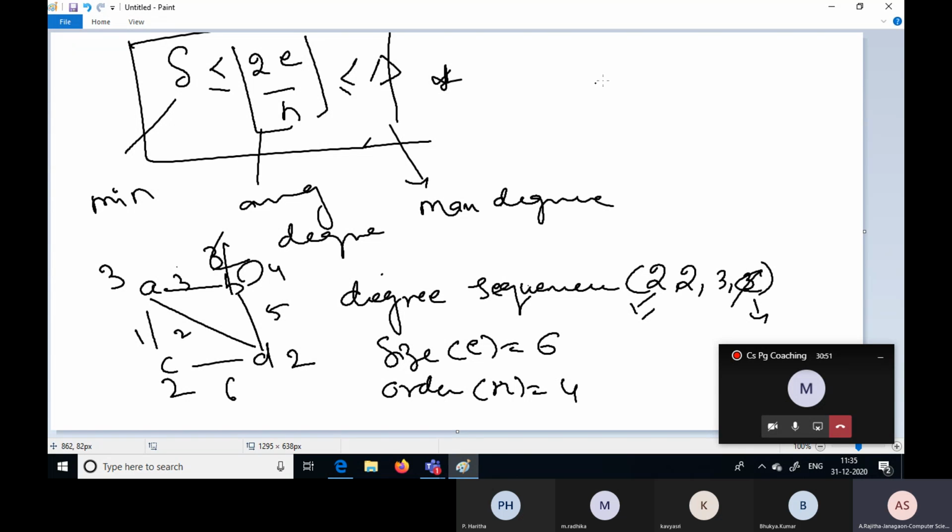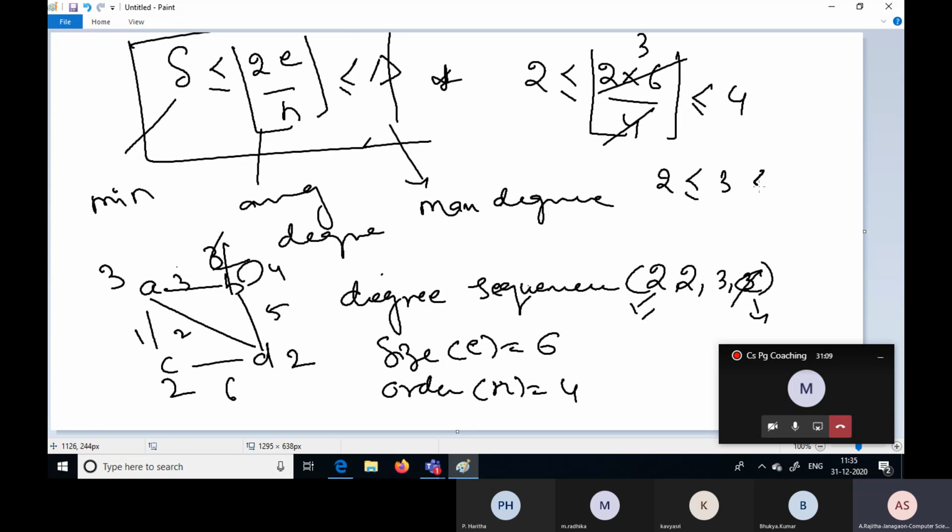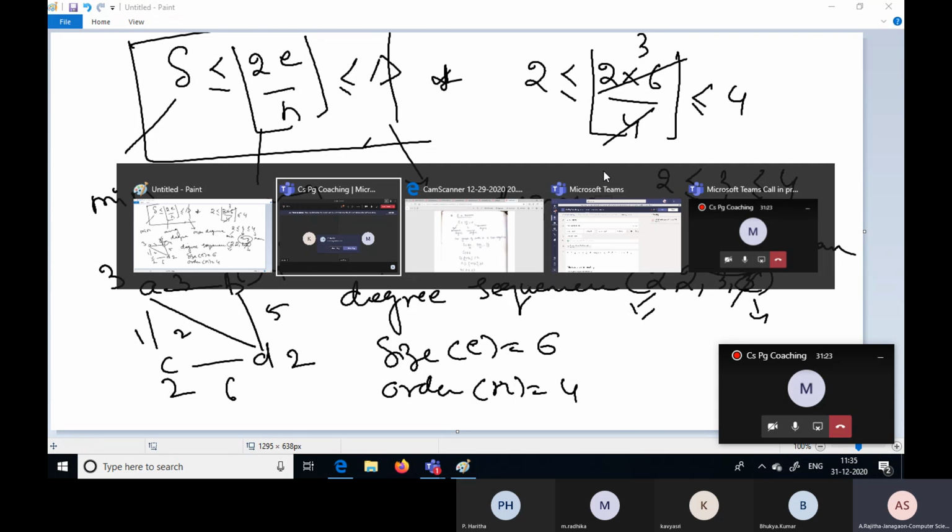Now here the minimum degree is 2, which is less than or equal to 2 into the number of edges 6 divided by 4, and the maximum is 4. So this gives only 3. That means 2 is less than or equal to 3, which is less than or equal to 4. This gives the average degree, this is the minimum degree, and this is the maximum degree.